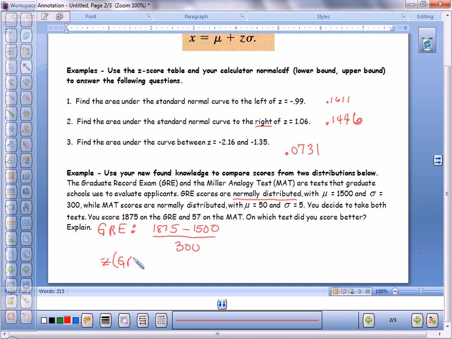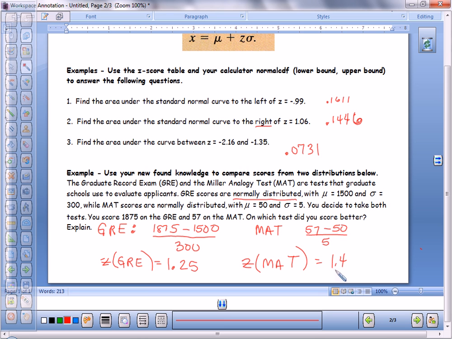Now let's find our z-score for the MAT. For the MAT, you scored a 57. The mean is 50. Divide by the standard deviation. So your z-score for the MAT is a 1.4. Well, which one is higher? The MAT. So which test did you score better on?